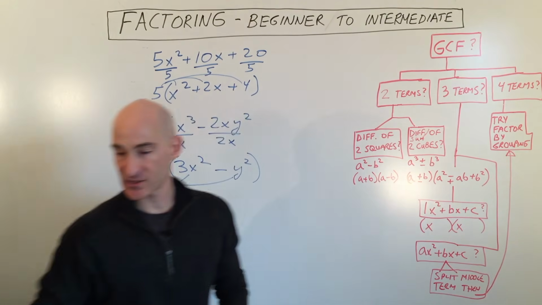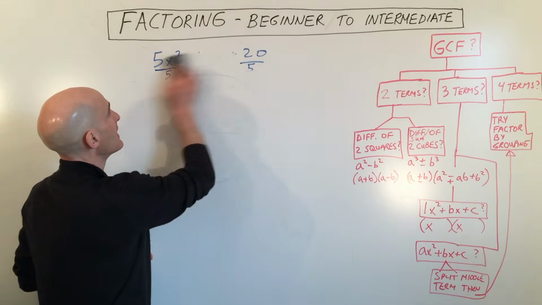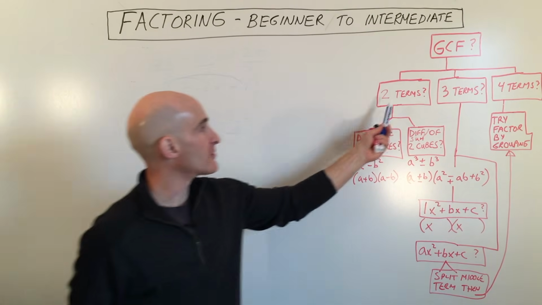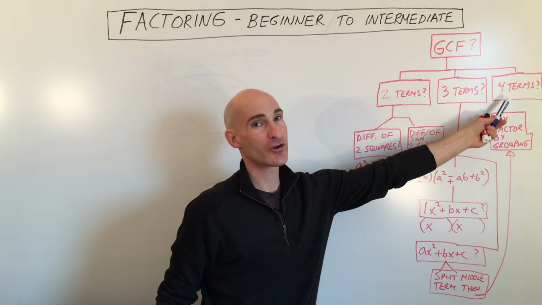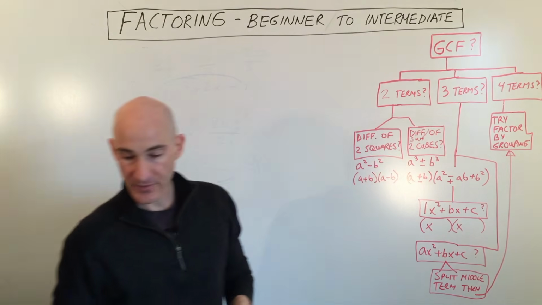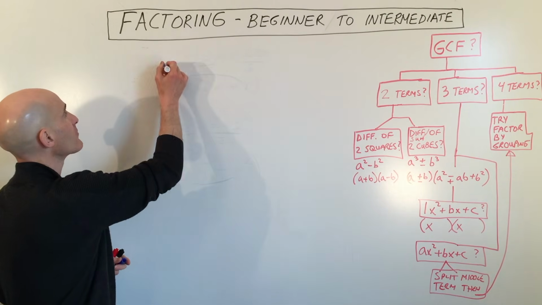So let's get into the next type of factoring. I'm just going to erase this real quick here for us. The next type of factoring is looking at how many terms. Do you have 2 terms, 3 terms, or 4 terms? So let's look at some examples where we have 2 terms. I wrote down some examples for us. Let's look at this one here, x squared minus 100.